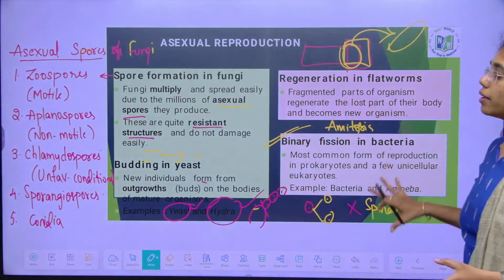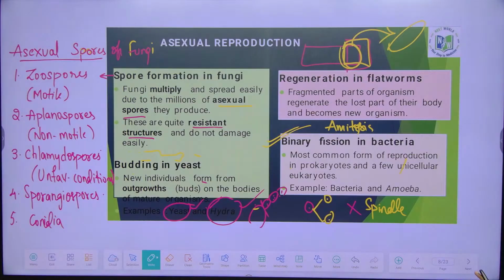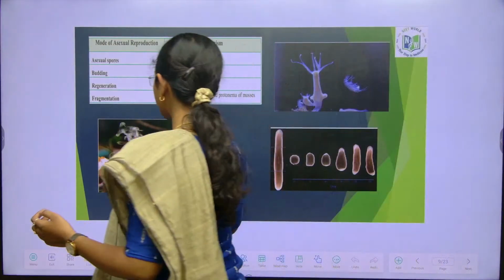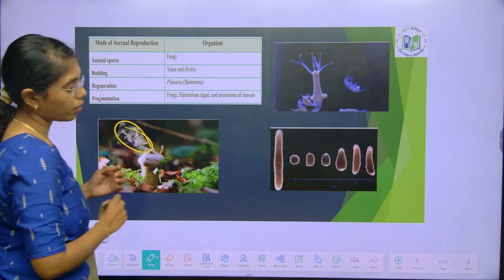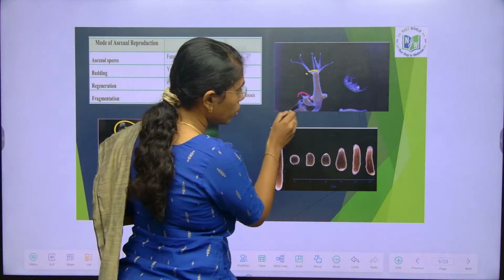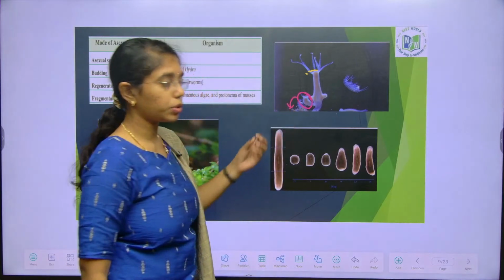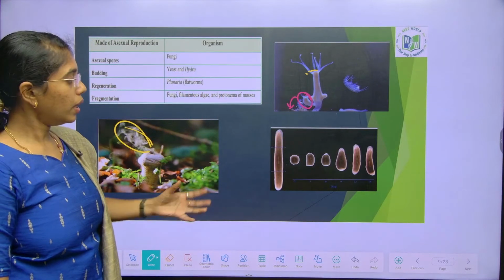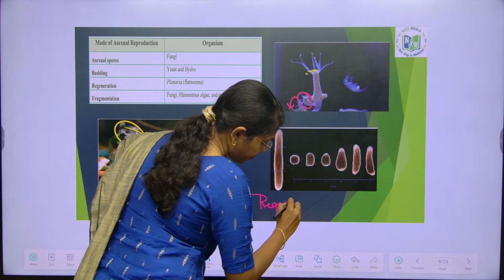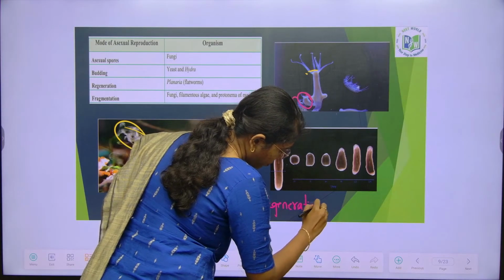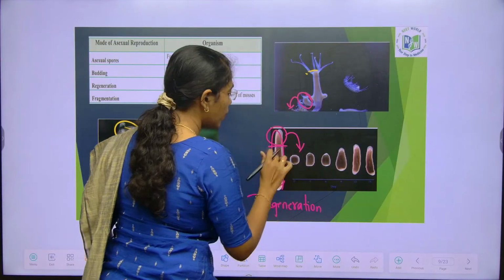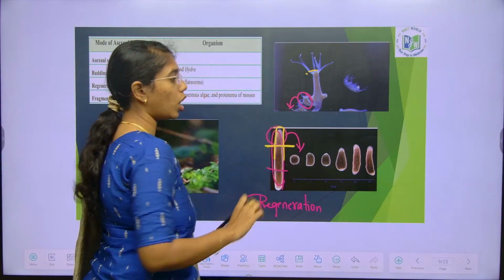Got it? So these are the different modes of asexual reproduction. Clear, right? Here you can see the spores which are released from fungi, and budding in hydra, these small outgrowths. When these outgrowths fall onto a suitable substratum, they will develop into a new individual, and this is an example of regeneration, where the major body is fragmented, each fragment will develop into a new individual, and in this region the lost body part will develop.